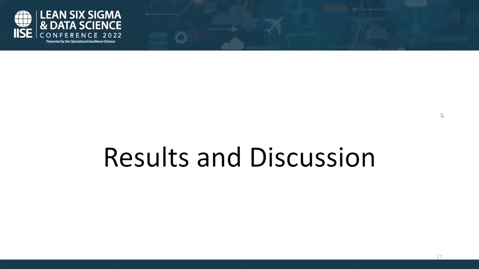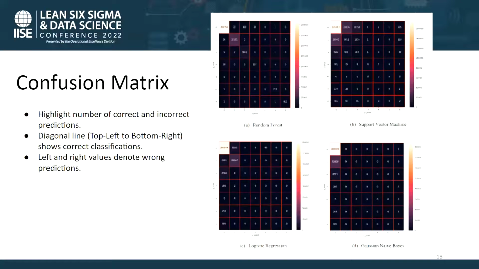Now we're going to talk about the results and discussion. The first way that we use to validate and see how our models do is by using a confusion matrix. This confusion matrix highlights the number of correct and incorrect predictions. The diagonal line going from top left to bottom right represents right predictions, while everything to the right and to the left of it represents wrong predictions.